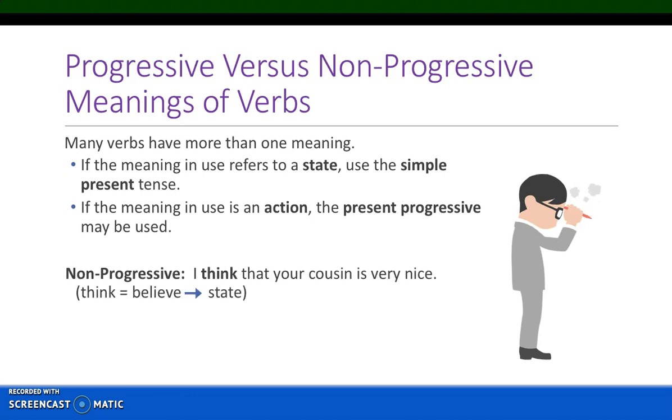Here's an example with think, a non-progressive meaning. I think that your cousin is very nice. In this case, think means believe, which is a state. So it is a stative verb, and it's in the simple present tense.